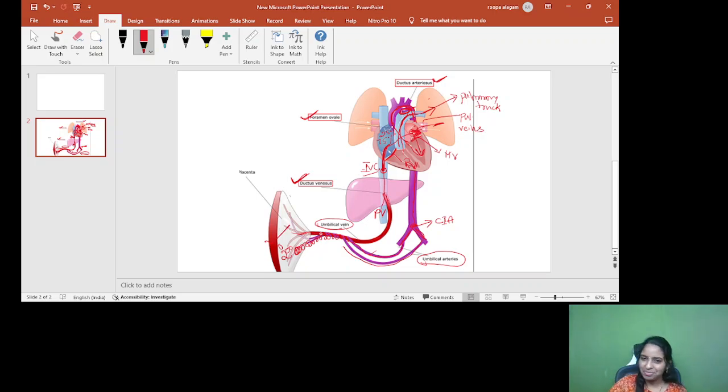Okay, it is very simple. Don't think too deep into this. So how the blood passes, where it passes, how much it passes, and how it is coming out. These are the important points in this.